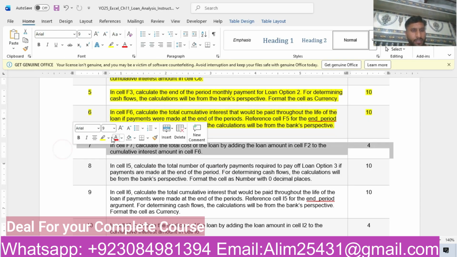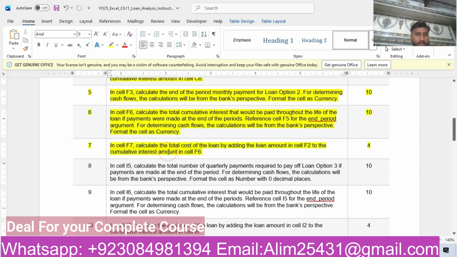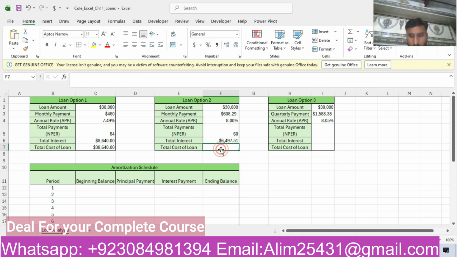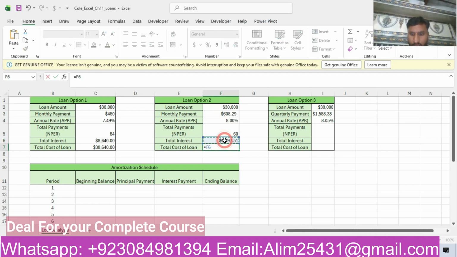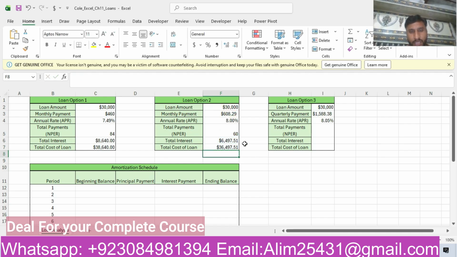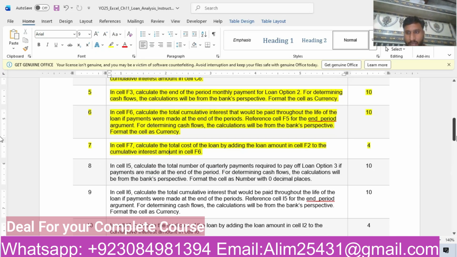In our step number 7, what is he asking? In the cell F7, calculate the total cost of the loan by adding the loan amount in the cell F2 and the cumulative interest amount in the cell F6. So we will put equal to F6 plus F2, and we have got our result for loan option 2 also. That's our step number 7.